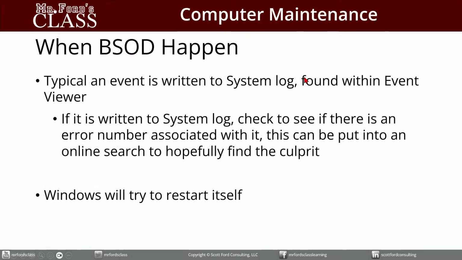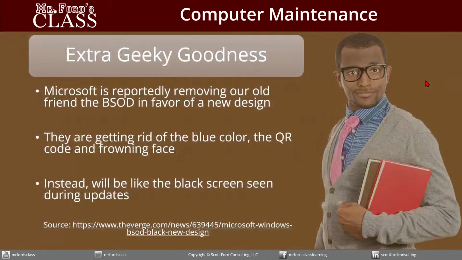So when the BSOD happens, it's typically an event, and it's written to something called a system log found within something called Event Viewer. The Event Viewer logs all sorts of things that happen to the computers. If you find the error in a system log and there's an error number associated with it, you can put that error code number into a Google search or a DuckDuckGo search or what have you, and see if you can find out more information on what caused it. And Windows will try to restart itself.